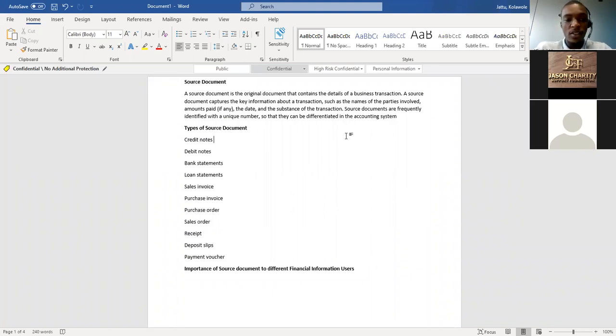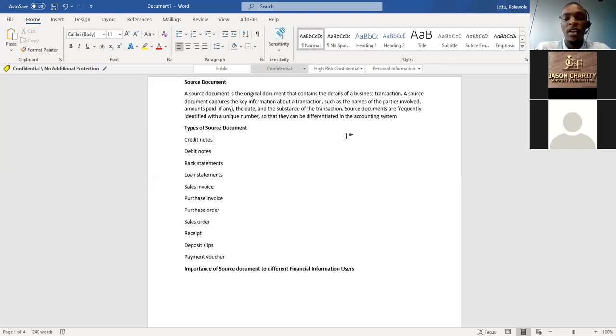Sales invoice. A sales invoice is also another source document, which is usually issued by an entity to its customer as a result of the sales transaction between the entity and such customer. That is, when a customer purchases a good from an entity, it's just like a receipt that details the goods purchased by the customer from the entity. So it will show the amounts, the quantity of goods, description, the sales invoice number, all of that information, you'll find it on the sales invoice.